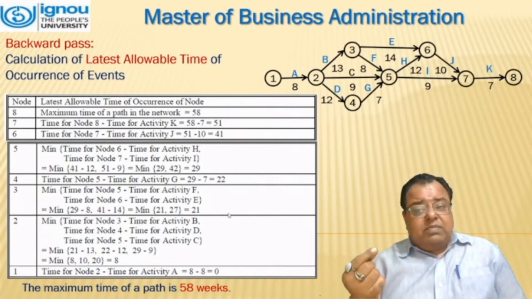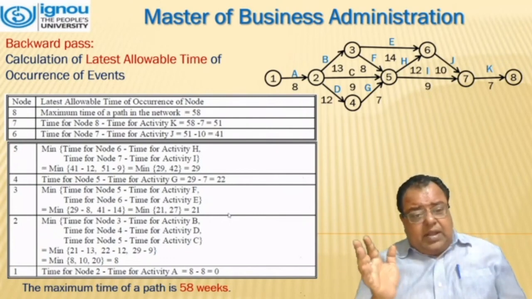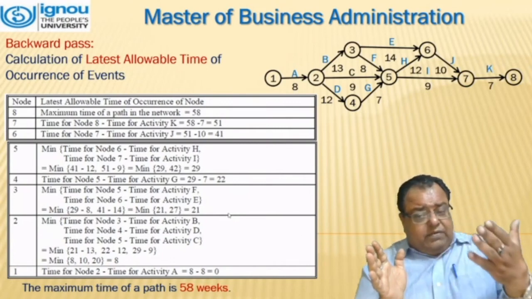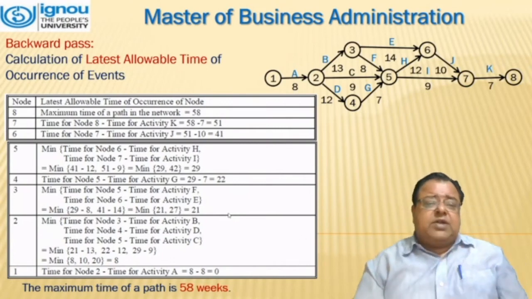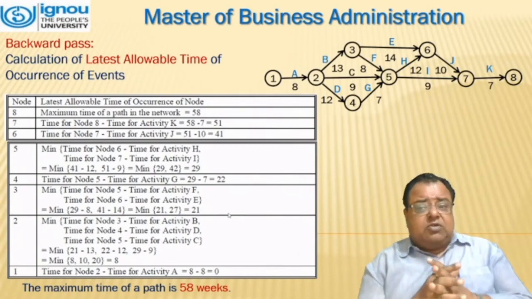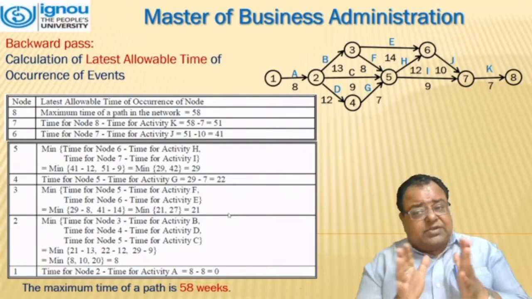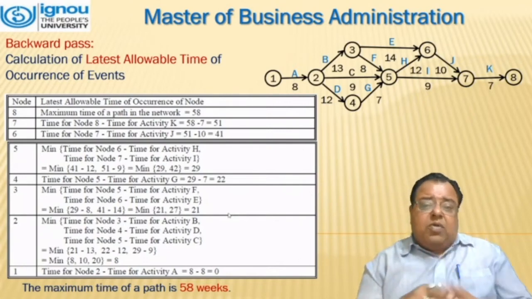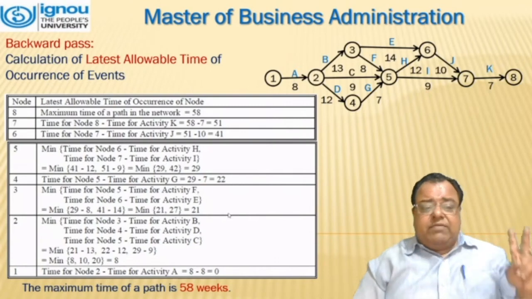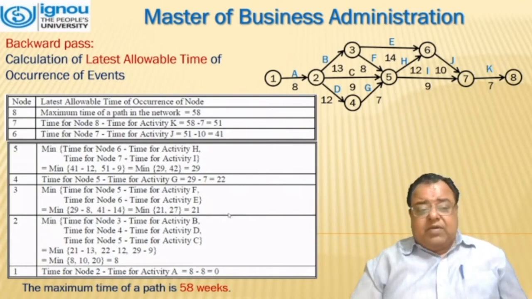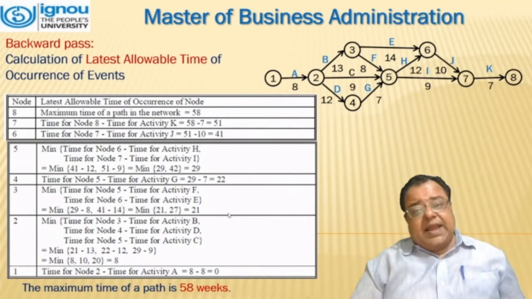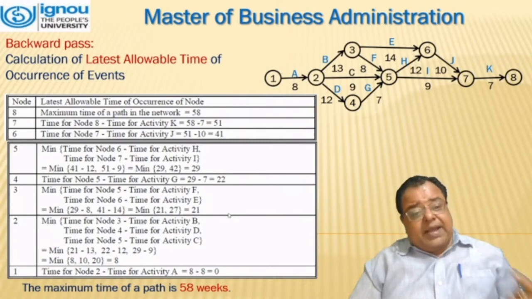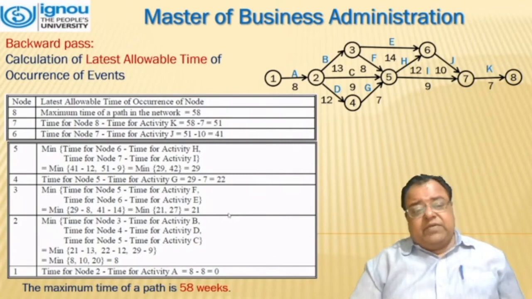Now we will move from 7 to 6. So we are talking about event 6, node 6. Node 6 will be 51 minus 10. That is straight away 41. Now at event 6, node 6, we have two activities. So we have to consider the time of node 6 minus the activity time of H, and the time of node 7 minus the activity time of I, which comes out to be 41 minus 12 and 51 minus 9.